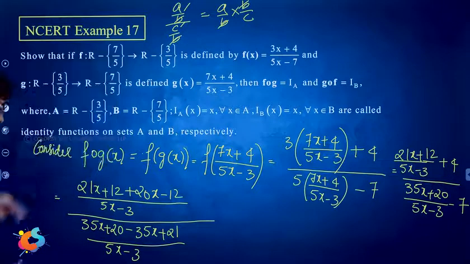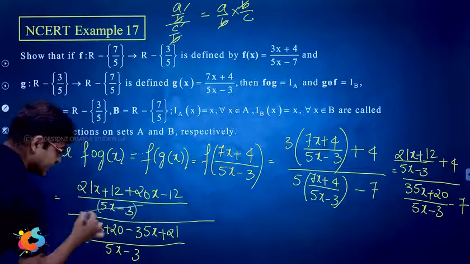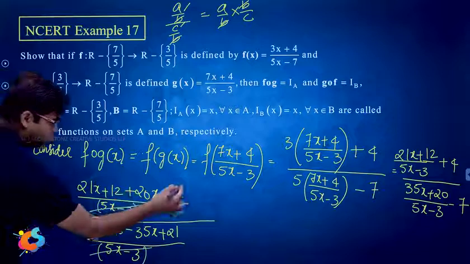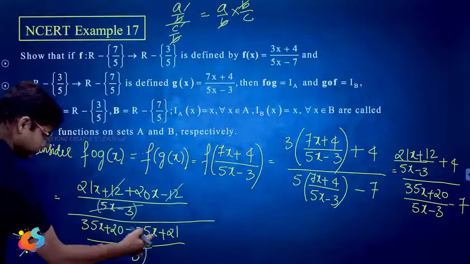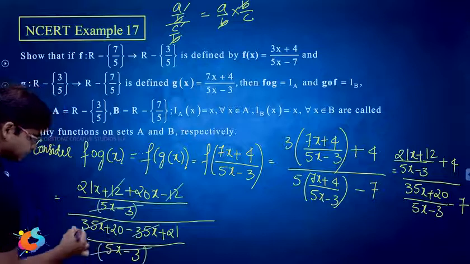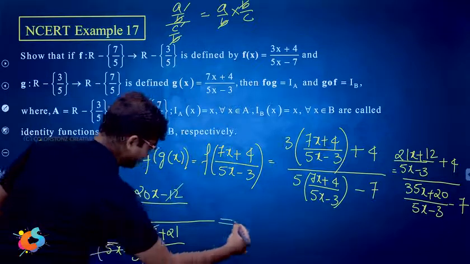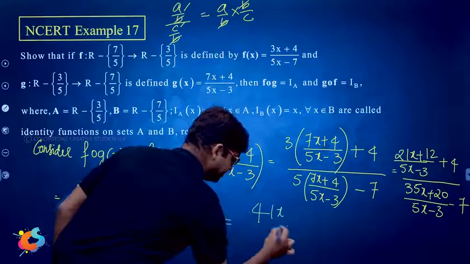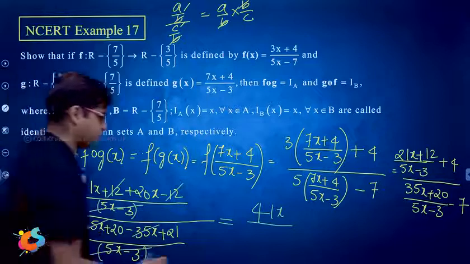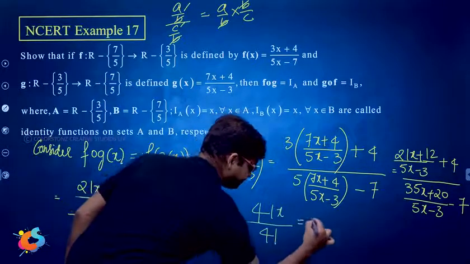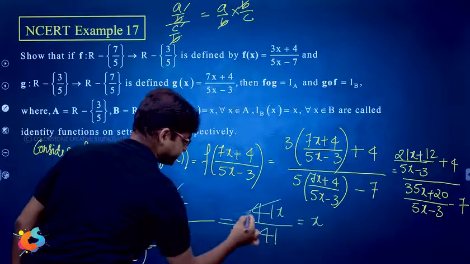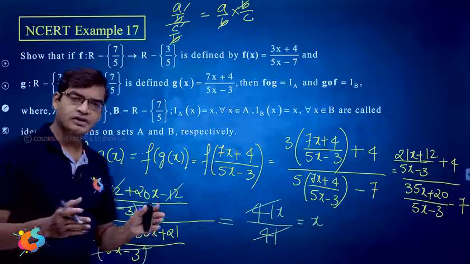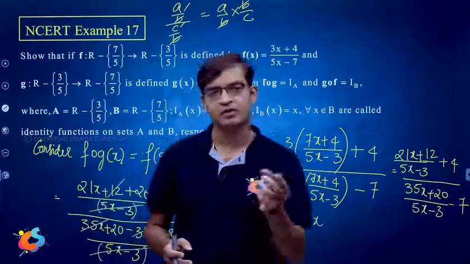So after this, as we have discussed, the numerator's denominator and denominator's denominator both can be cancelled. Now you can see here, minus 12 is there, plus 12 is there, and minus 35x is there, plus 35x is there. So on the whole, we have 41x divided by, here we have 41. So as we have expected, this is coming out as x. So we got f circle g of x is equal to x. So therefore, this is an identity function. Whatever is the input, we got the same output.